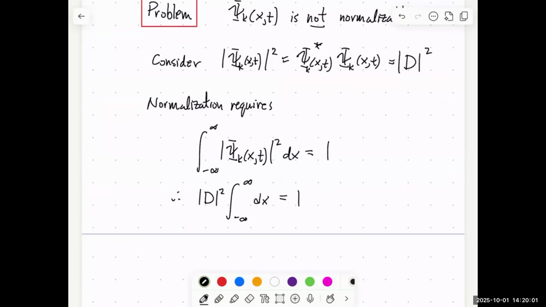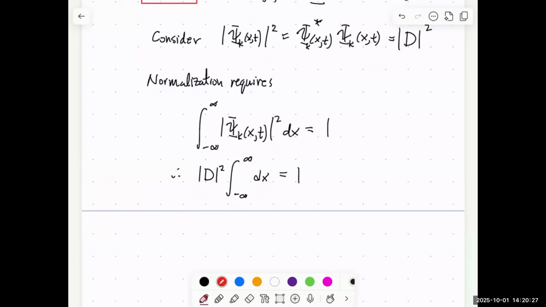And it's not possible to satisfy this condition. This integral here diverges, and so we can't pick a D other than 0 which would satisfy this normalization requirement. And so what we've come to determine is that these are not actually allowed stationary states for the free particle. Okay, so what we'll say is this diverges.